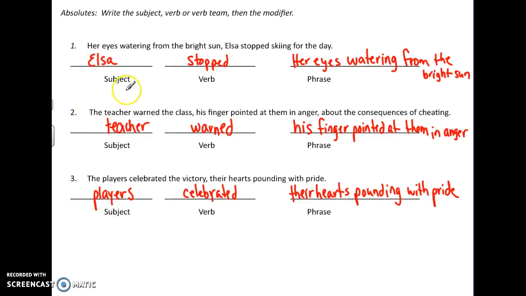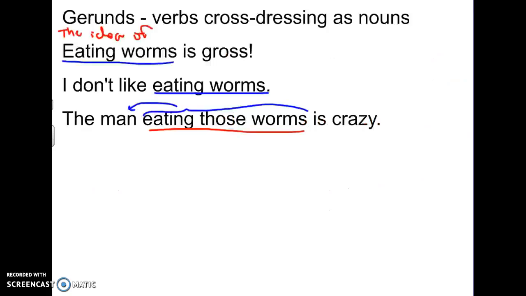Okay, so Elsa is the subject, stopped is the verb, her eyes watering from the sun is the absolute. Teacher warned, this is the absolute for that, and players celebrated, that is the absolute for the next one.